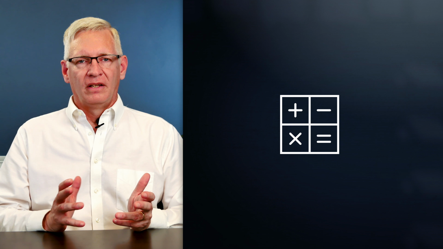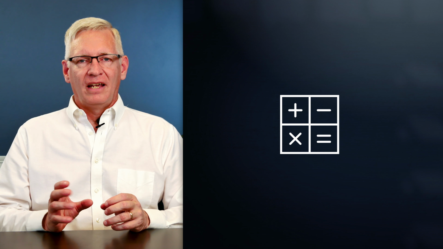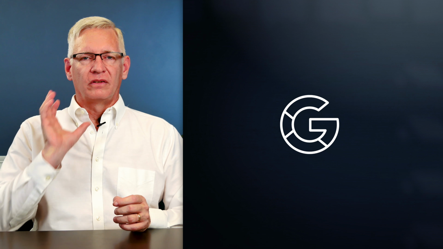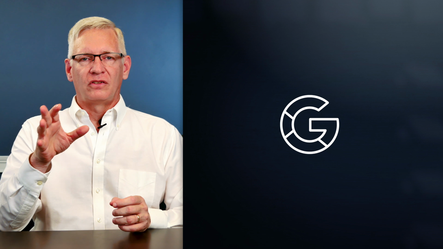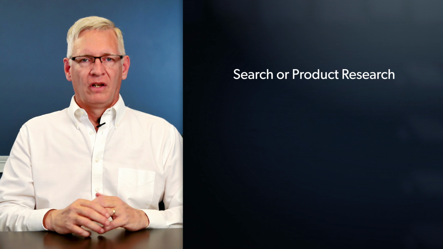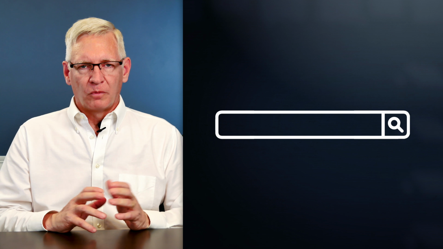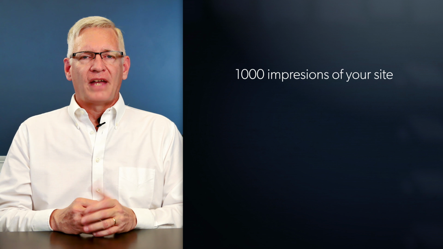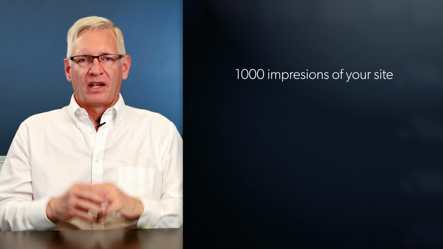So I just want to talk quickly about the math behind these websites and what it takes to actually calculate earnings. And it all starts with Google. When there's a keyword phrase that somebody is searching for related to a product search or product research, for example, best cordless drills, your site might appear on the first page for that search term. Let's say that it appears 1,000 times per month. So you have 1,000 impressions of your site on Google.